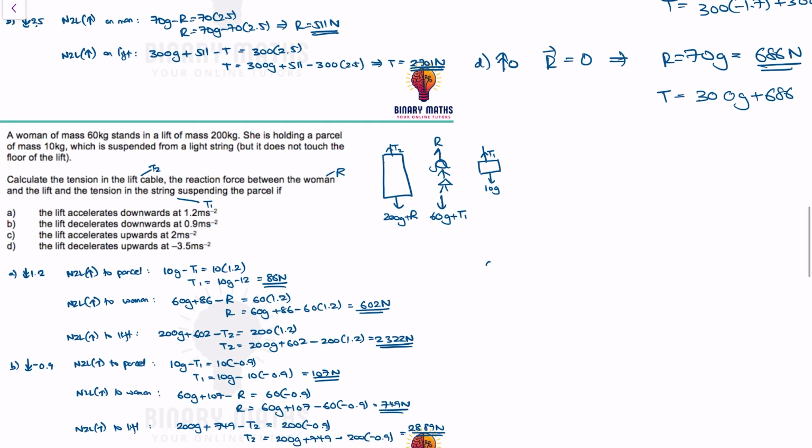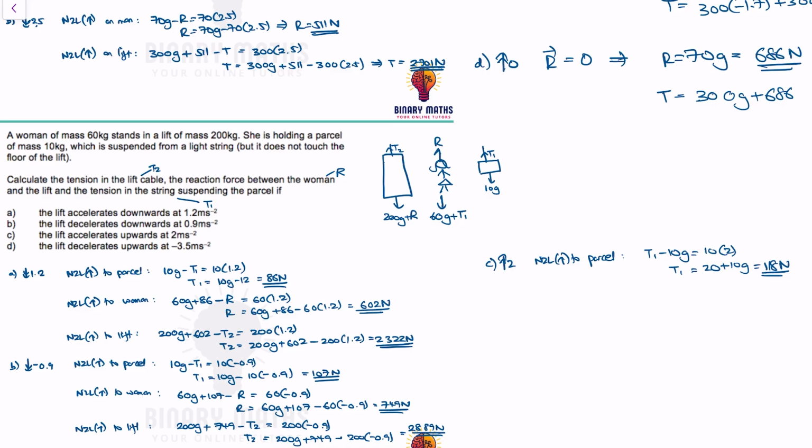Okay, part C. The lift accelerates upwards at 2 meters per second squared. So again, Newton's second law applied vertically to the parcel. Then we get T1 minus 10g is equal to 10 times 2. So T1 will be equal to 20 plus 10g, which is equal to 118 newtons.